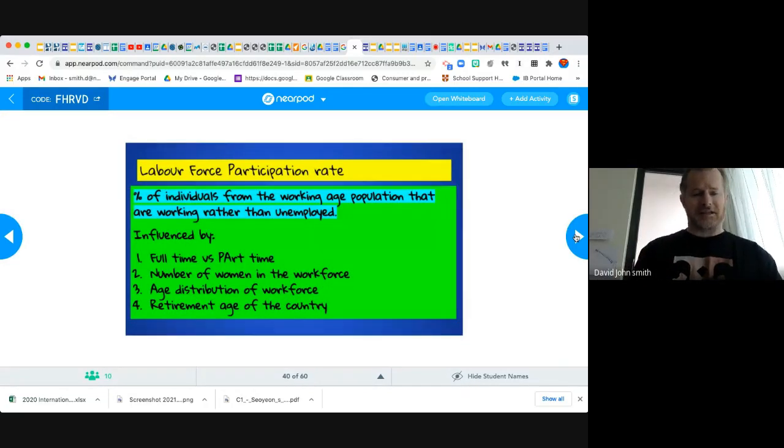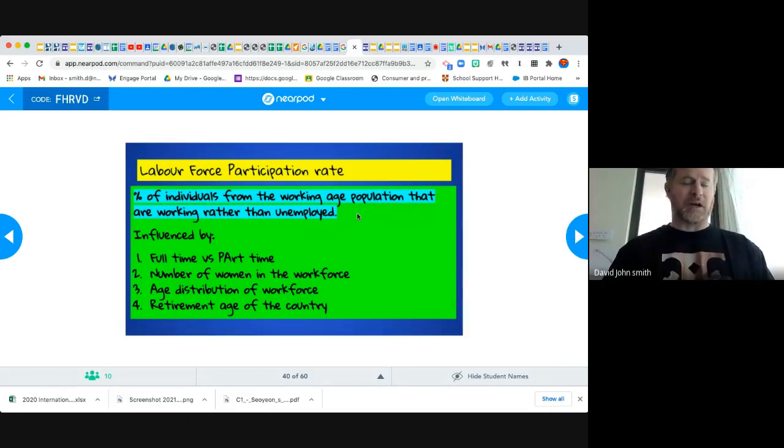And then you can get statistics. And we talked about the labor force participation rate, the percentage of individuals within the working age population who are working rather than unemployed. And we talked about what might influence that participation rate.